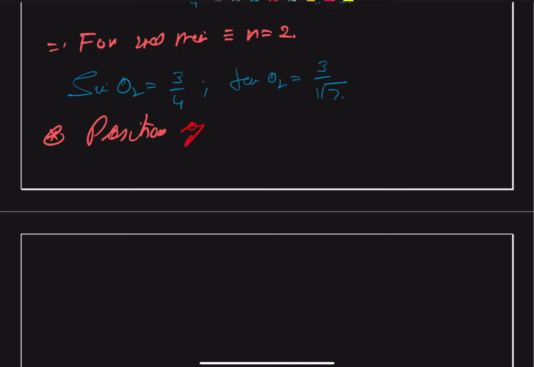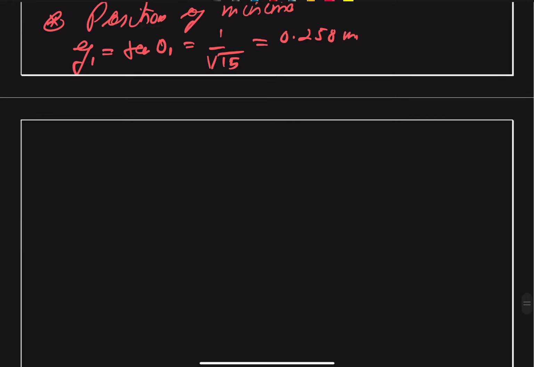so position of minima, that is our y1, will be equal to tangent of theta 1, which is 1 upon square root of 15. This comes as close to 0.258 meters. And similarly we can write for y2 also. y2 will be tangent of theta 2, that is 3 upon square root of 7, and this comes as 1.13 meters.